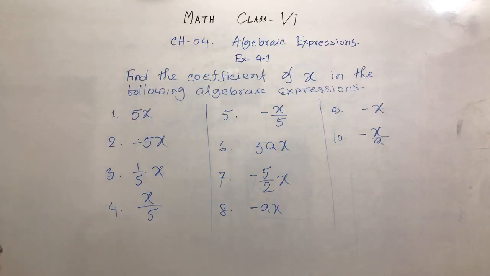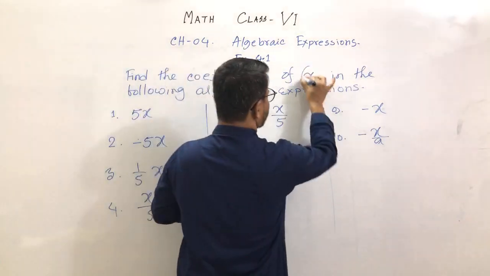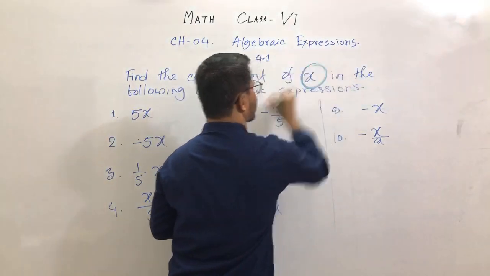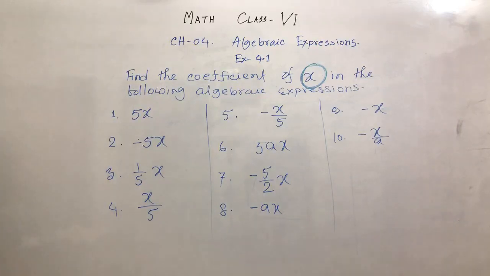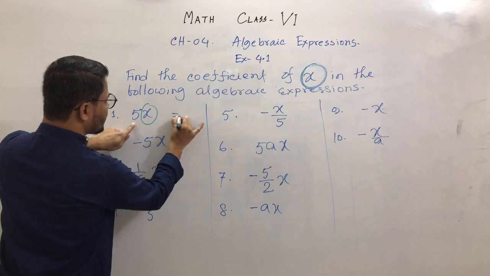Okay, dear students, your time is over. Fine, now you can review your answer with me. The requirement is to find the coefficient of x. Now, if we hide the x here, which one is that? If we hide here the x, then our first question answer is 5.